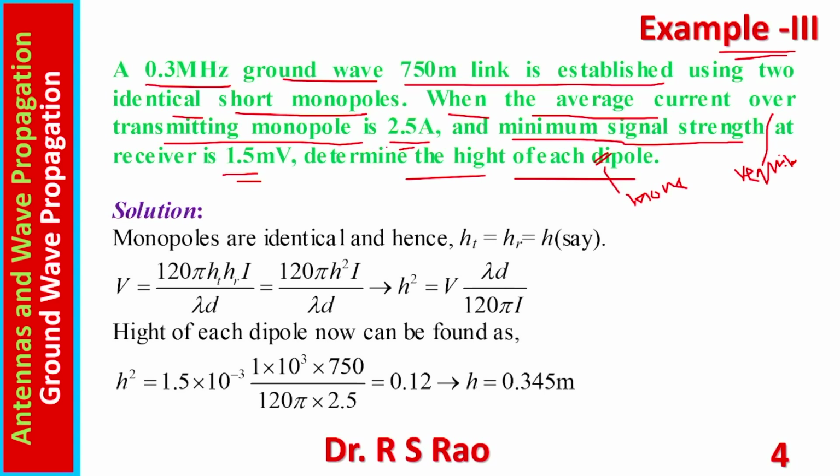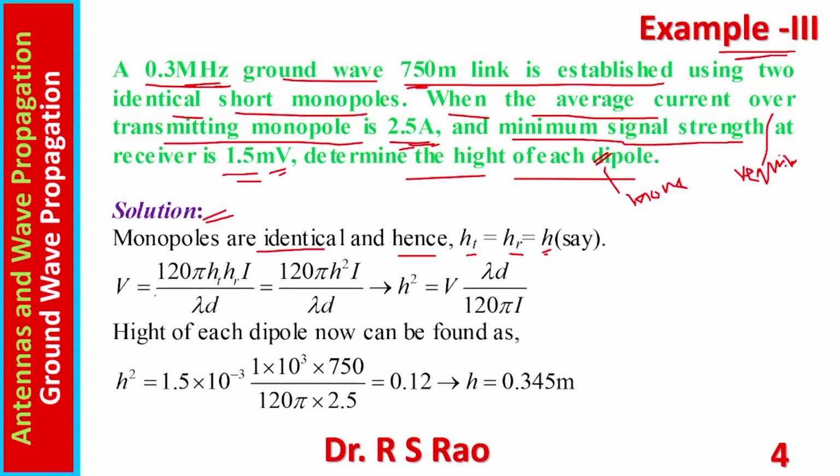Current over transmitting monopole is given as 2.5 amperes. And distance between the antennas is given as 750 meters. Frequency is given as 0.3 megahertz. Minimum required signal strength at the receiver is given as 1.5 millivolts. With this information, let us try to find a solution to get the answers. Monopoles are identical and hence their heights are same. So HT is equal to HR equal to, let us say, H.